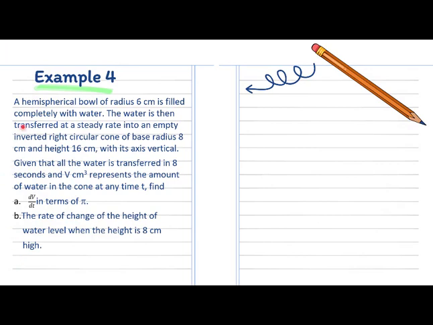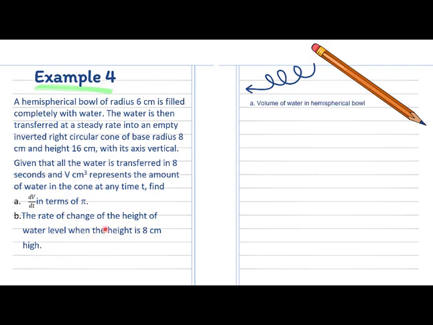In example 4, we have a hemispherical bowl of radius 6. It's filled completely with water. The water is then transferred at a steady rate into an empty inverted right circular cone of base radius 8 cm and height 16 cm with its axis vertical. Given that all the water is transferred in 8 seconds and V cubic centimeter represents the amount of water in the cone at any time t, find dV/dt in terms of pi and the rate of change of the height of the water level when the height is 8 centimeter high.